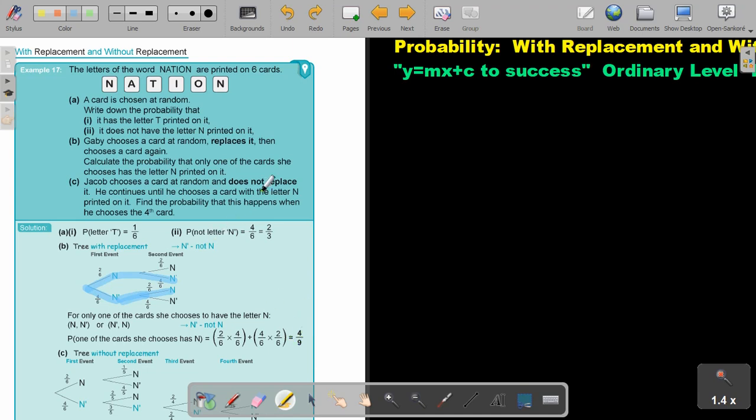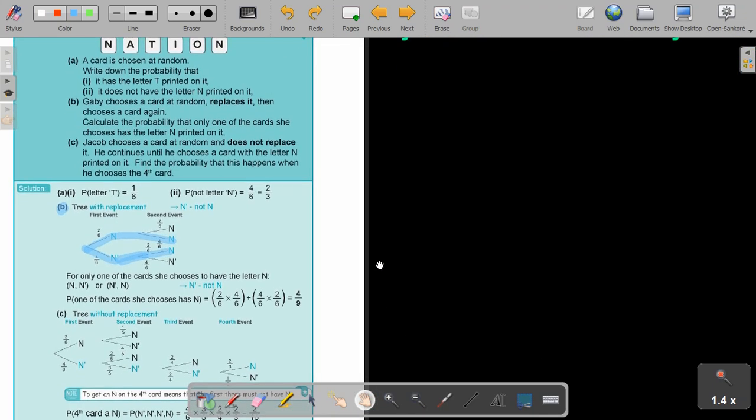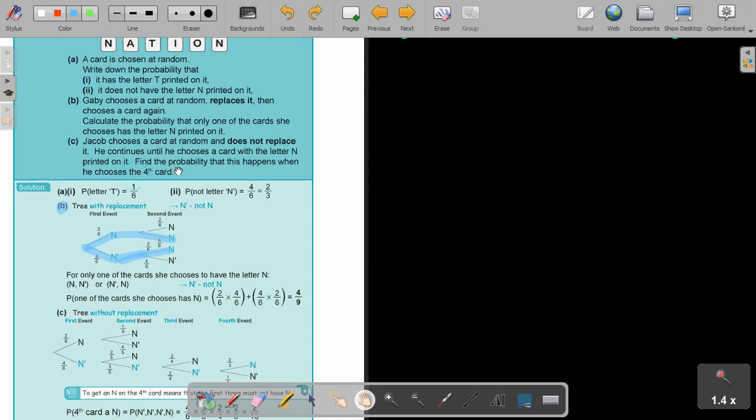Now, it works in probability like this, especially in a higher level question paper, they can change the conditions and you can draw a new tree diagram. And this is what's happening here. This tree diagram was only for part B, but now they continue to part C. Jacob chooses a card at random and does not replace it. So now it moves from an independent to a dependent tree diagram. He continues until he chooses a card with the letter N printed on it. Find the probability that this happens when he chooses the fourth card.